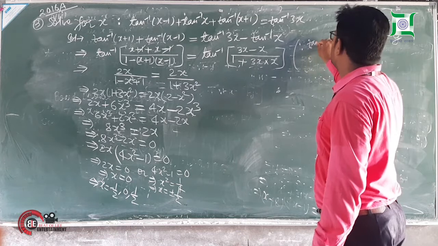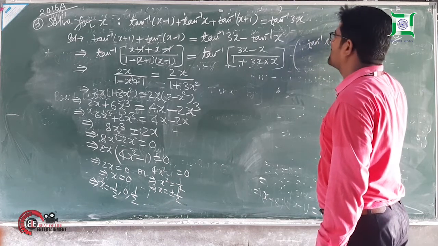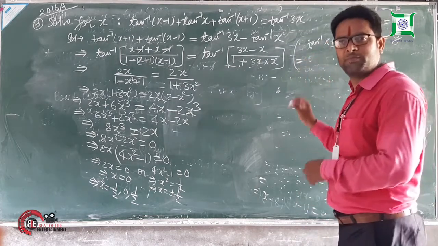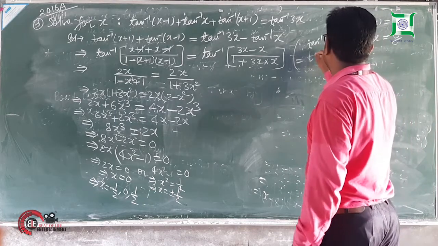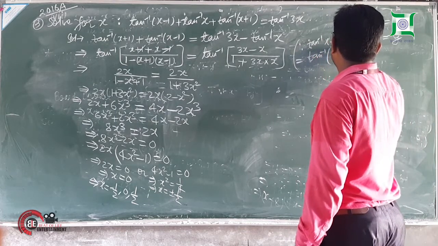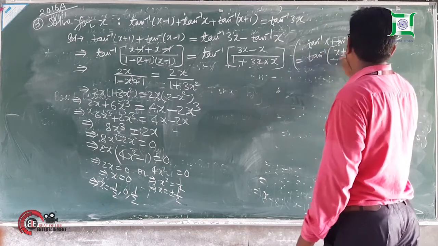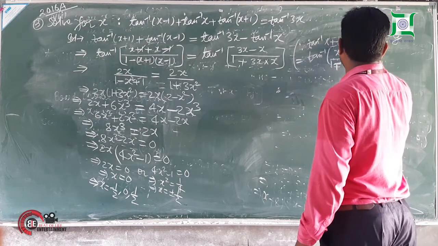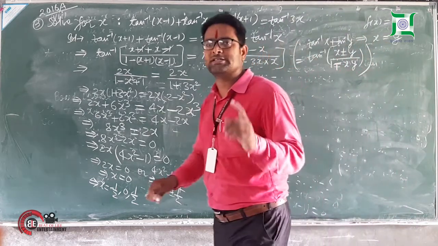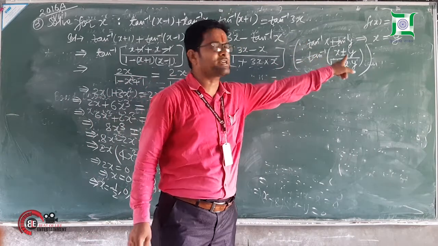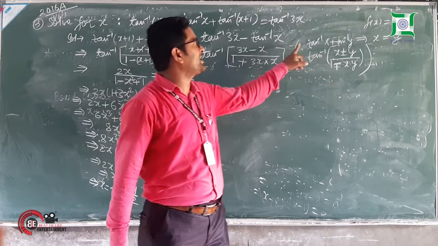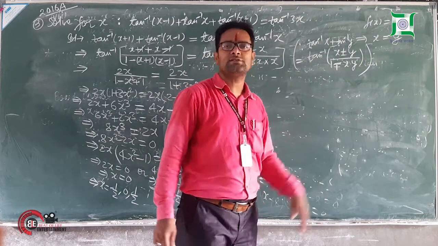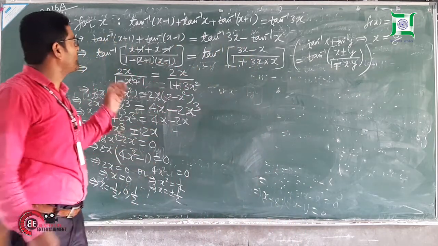Since tan inverse x plus minus tan inverse y is equal to, you can directly combine the formula and write tan inverse (x plus minus y) by (1 minus plus xy). That means if it is plus, tan inverse x plus tan inverse y, you can write tan inverse (x plus y) by (1 minus xy). And if it is tan inverse x minus tan inverse y, it is tan inverse (x minus y) by (1 plus xy). So in this way we have solved this question.